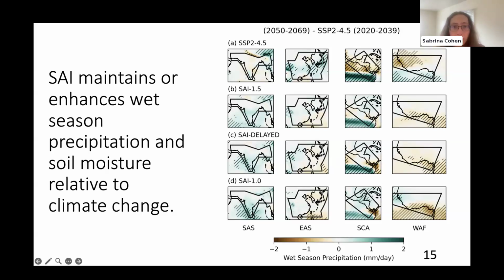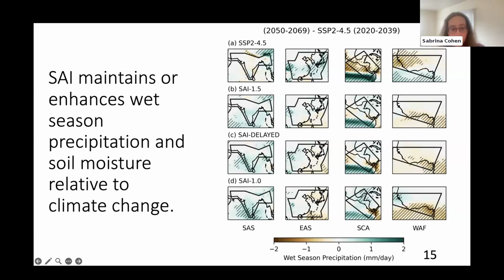All right, so for South and East Asia, we can see that there's not a very large change in the precipitation in the future compared to the present day under the climate change scenario. In contrast, if we look here at South Central America and West Africa, we can see that there are large areas that experience drying. So these regions are much drier under the climate change scenario than they are compared to the present day.